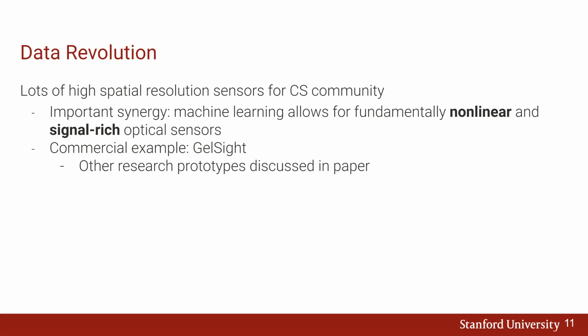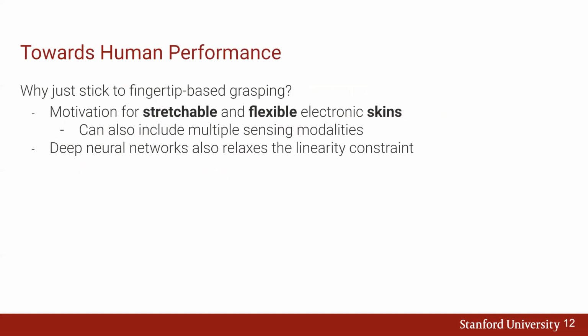In the fingertip grasping paradigm, we see sensors like GelSight and others which are discussed in the paper. And of course, researchers have naturally asked, why don't we outfit entire swaths of the robotic hand with tactile sensors and not just fingertips? Stretchable and flexible skins are also discussed in the paper, and similarly, machine learning helps free sensor designers from the requirement of linearity as signal interpretability in this domain. Basically, we see a lot more papers where deep neural networks are the signal processing backend.